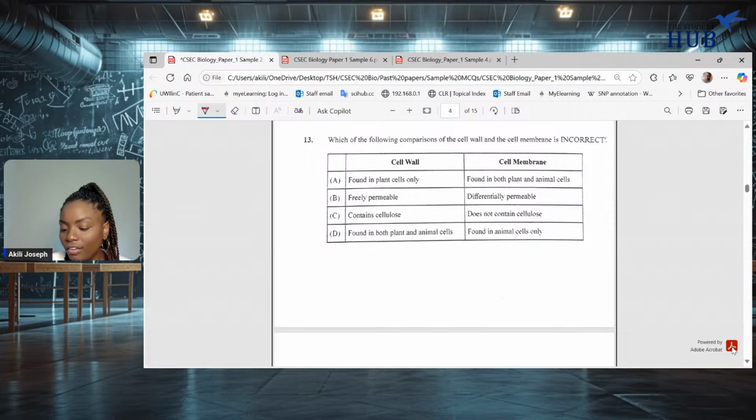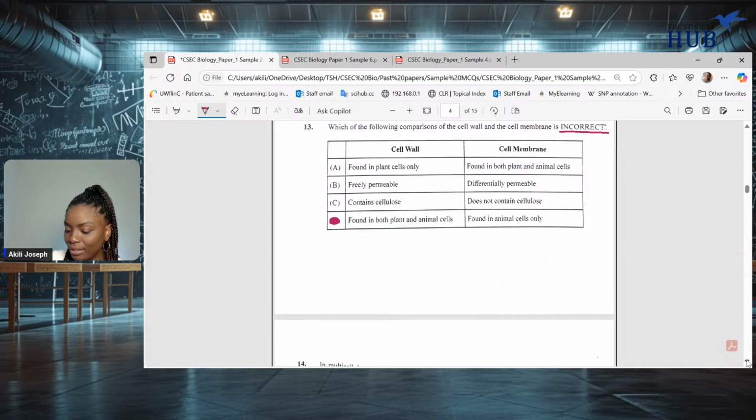Which of the following comparisons of the cell wall and cell membrane is incorrect? Now, incorrect is going to be very important there, right? So we have that the cell wall is found only in plant cells, while the cell membrane is found in both plant and animal cells; that the cell wall is freely permeable, the cell membrane is differentially permeable; that the cell wall contains cellulose, the cell membrane does not contain cellulose; that the cell wall is found in both plant and animal cells, while the cell membrane is found in animal cells only. Incorrect is going to be which option? Yes, there's going to be a lot of repeats, just like physics. It's going to be D, right? Your animal cells definitely do not have cell walls, and both your plant and animal cells will have cell membranes, right?